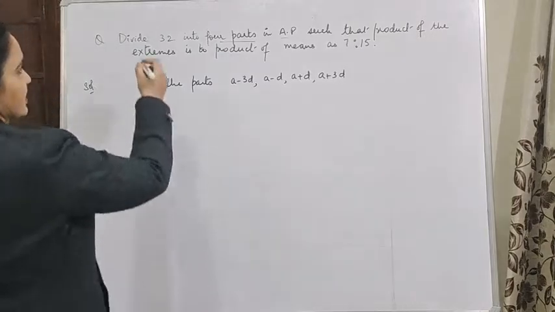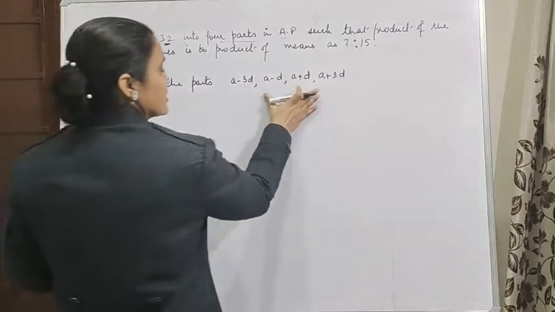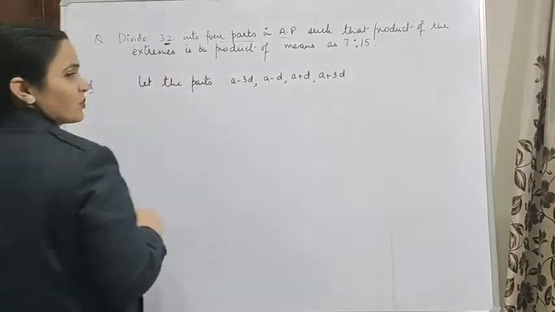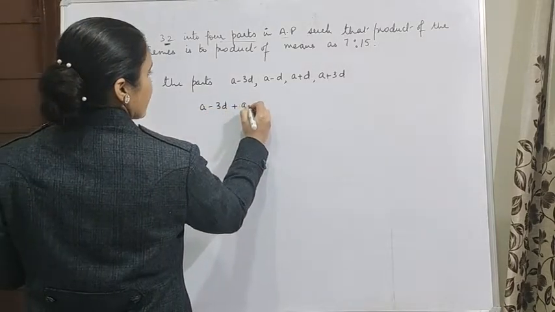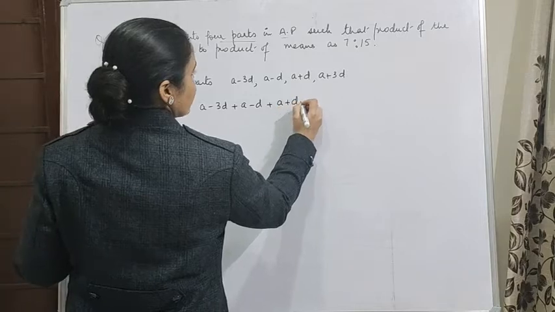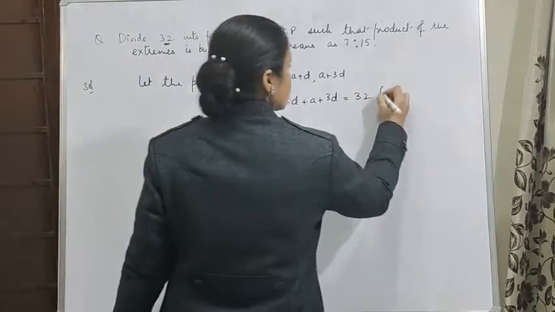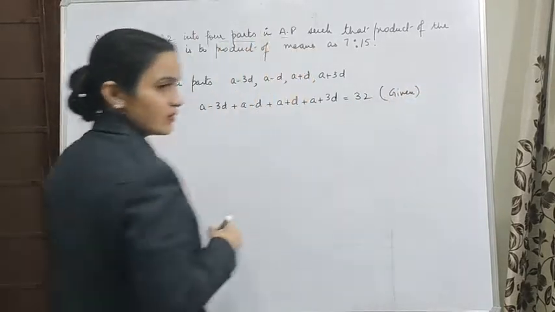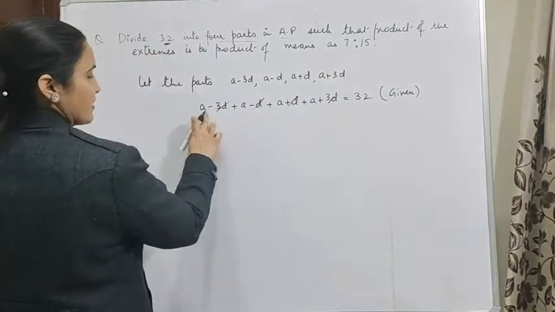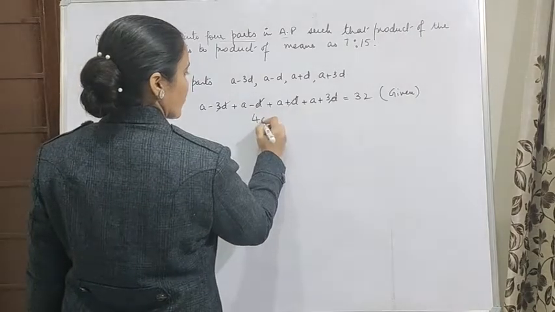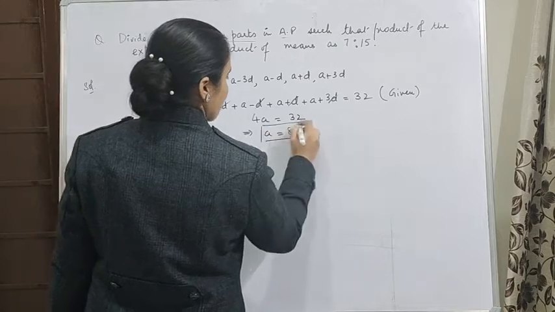So apply the first condition. We will divide this into 32. It means the sum of these 4 numbers should be equal to 32. So we have A minus 3D plus A minus D plus A plus D plus A plus 3D equal to 32. This is given. So what will we get? This cancels with this, D with this. So we have A plus A plus A plus A, that is 4A equal to 32, which implies A is equal to 8.